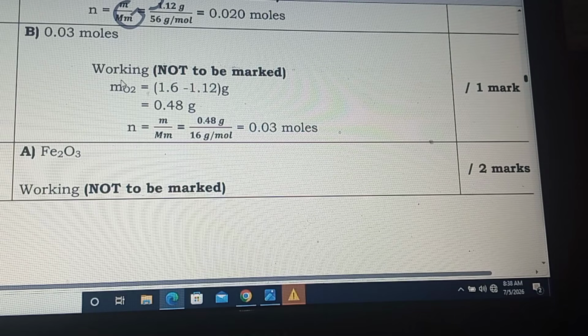And then if you get the mass of oxygen, you can get the number of moles. The number of moles is equal to the mass over molar mass. The mass of oxygen is 0.28 gram over the relative atomic mass of oxygen, which is 16. You can get these moles.